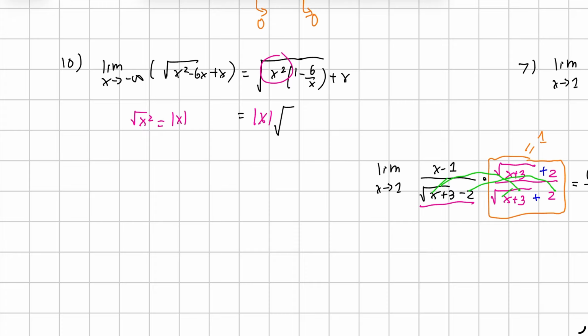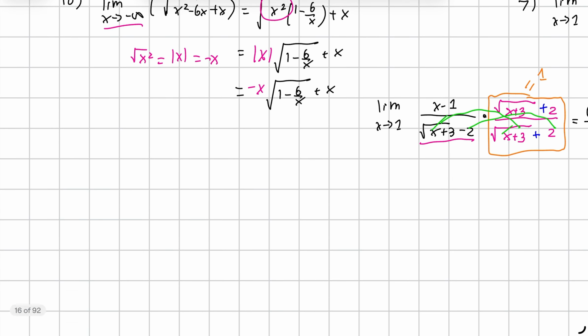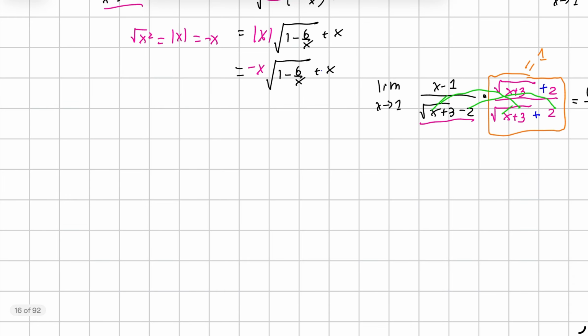Rewriting this whole thing, we get the absolute value of x times the root of 1 minus 6 over x, plus x. Now, what we know is that since we are going to approach negative infinity, the absolute value of x is equal to negative x. So we can substitute that in again. Now, next, we know we can factor out x, actually. So if we factor out x from everything here, we have an x here, and we have an x here. So that's just going to be x on the outside, right? So we have 1 minus the root of 1 minus 6 over x.